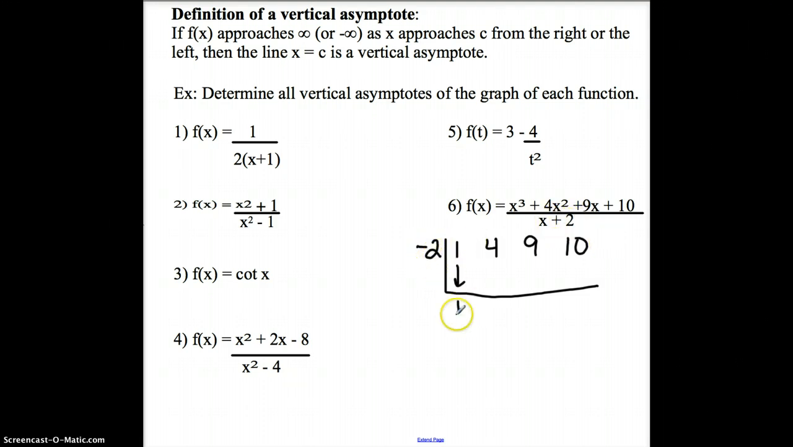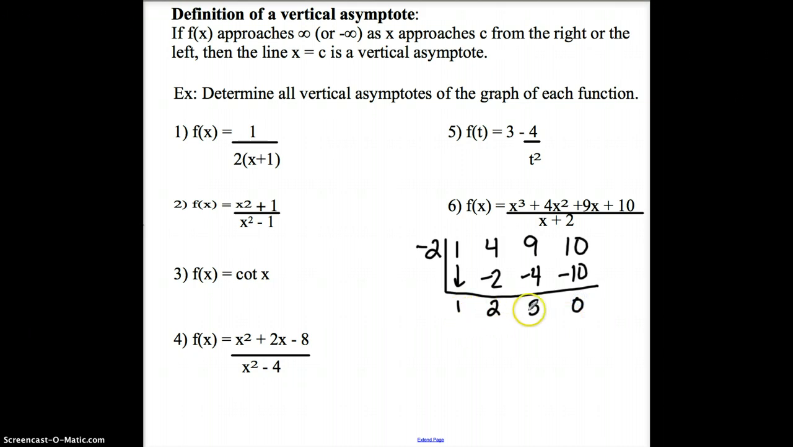So drop your 1 down. Negative 2 times 1 is negative 2. Add these two together, so it's 2. Negative 2 times 2 is negative 4. Add these two together, it's 5. Negative 2 times 5 is negative 10, sorry. So 10 and negative 10 adds up to 0.